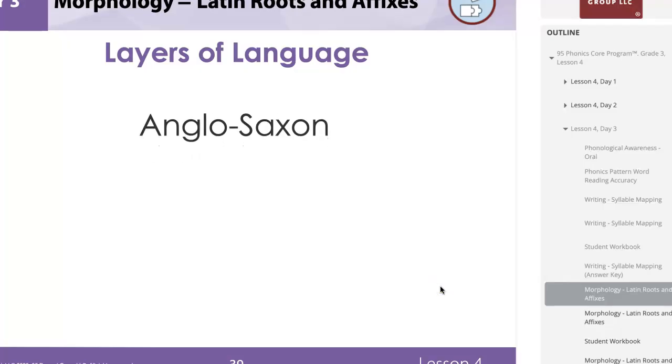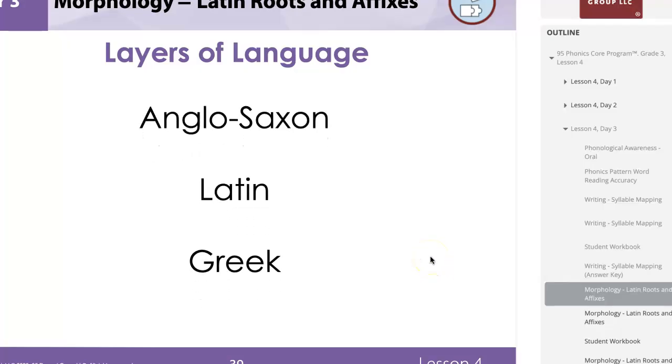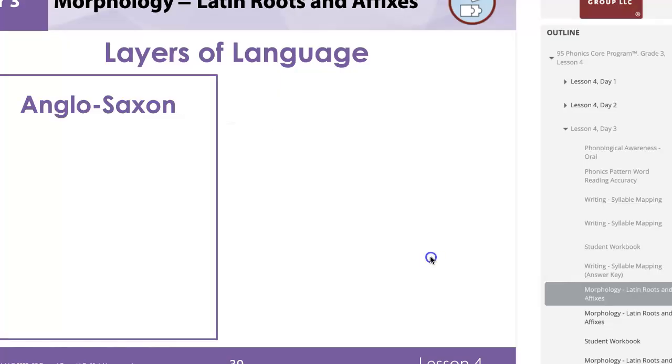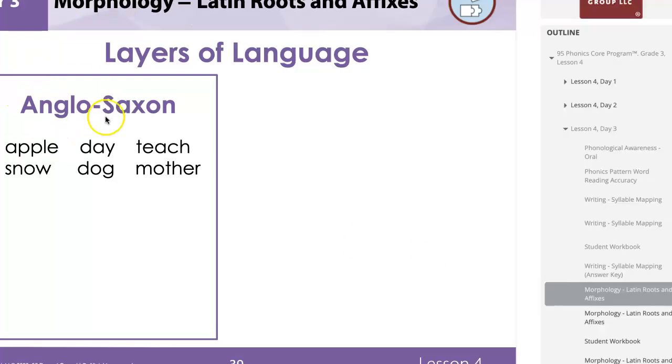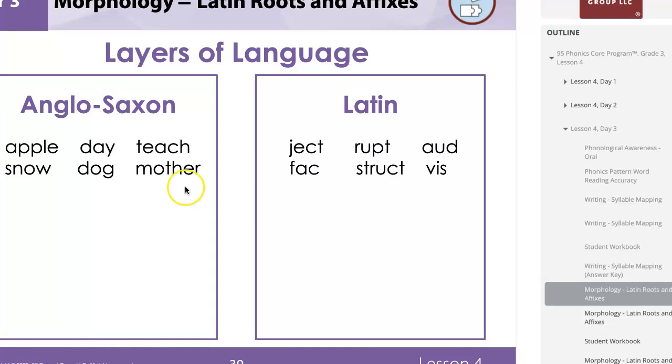Alright. Now, we are looking at some layers of language. We have the Anglo-Saxon, Latin, and Greek layers of language. Okay? Now, everyone say apple, day, teach, snow, dog, mother. Those are all Anglo-Saxon language. Okay? Some Latin language. Everyone say ject, rupt, odd, fac, struct, viz. Those are all Latin language.